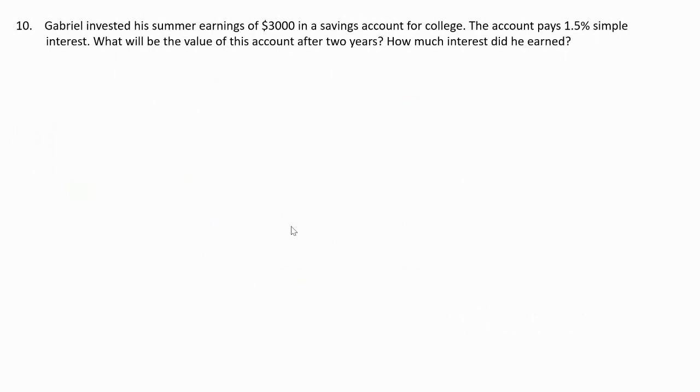Here it says, Gabriel invested his summer earnings of $3,000 in a savings account for college. The account pays 1.5% simple interest. What will be the value of this account after 2 years? And how much interest did he earn?